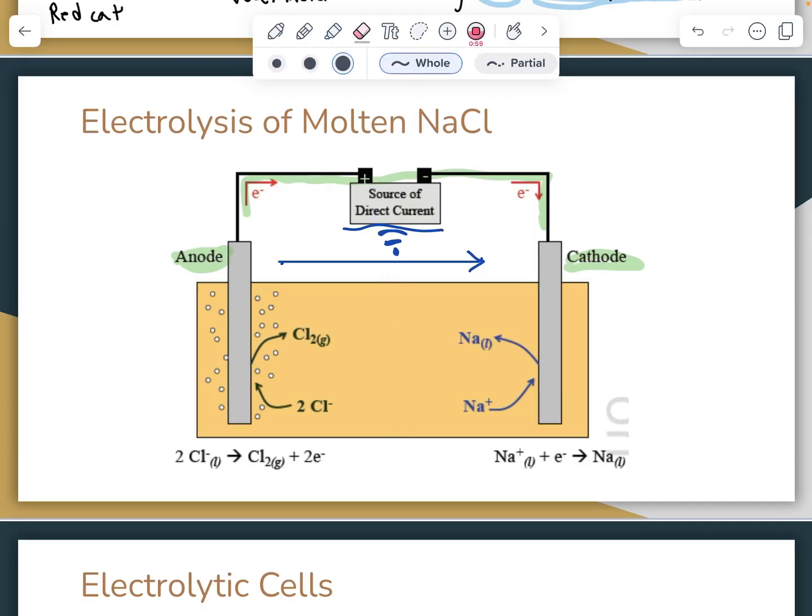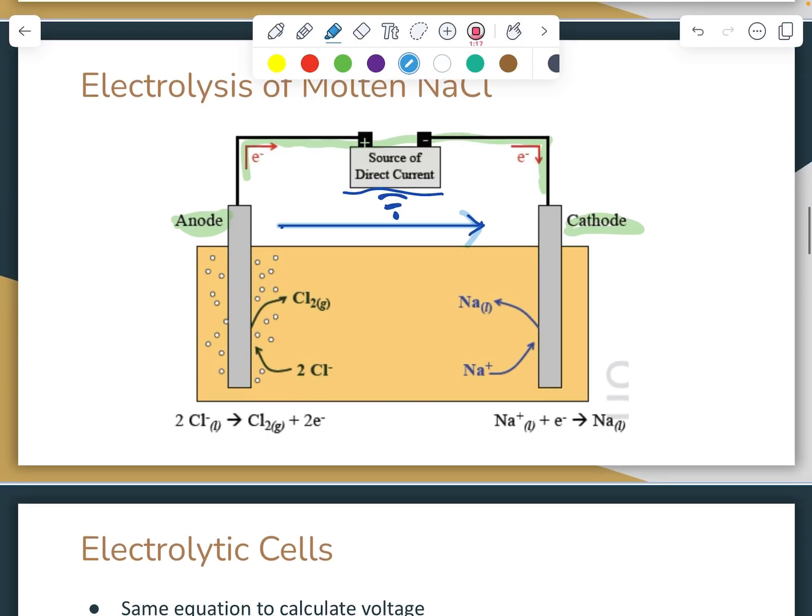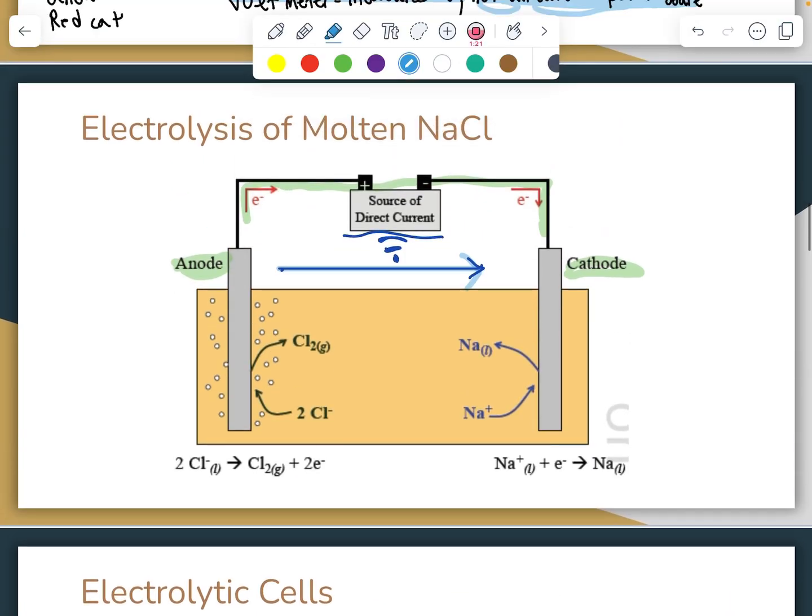Remember, our electrons flow from our anode to our cathode, because our anode is what's getting oxidized, so electrons are coming off, and those are flowing to the cathode where electrons really want to be gained by, in this case, the sodium species. If you'll notice, there's also a source of a direct current right here. That's what powers the oxidation reduction to take place in this cell.